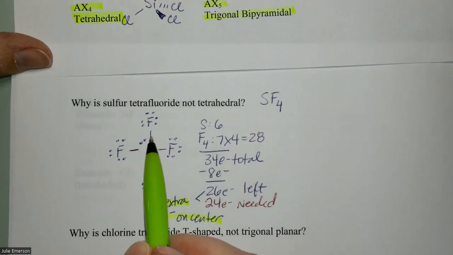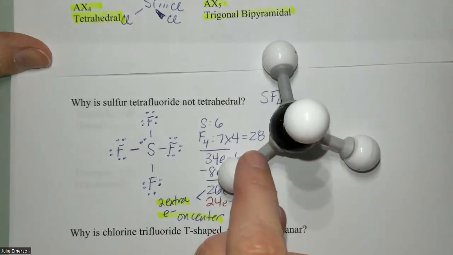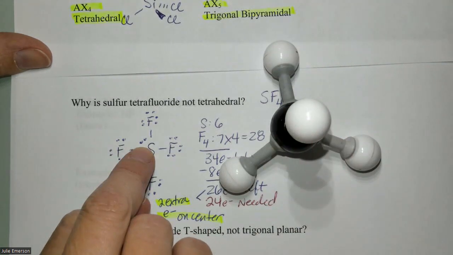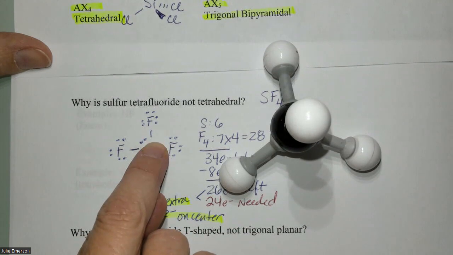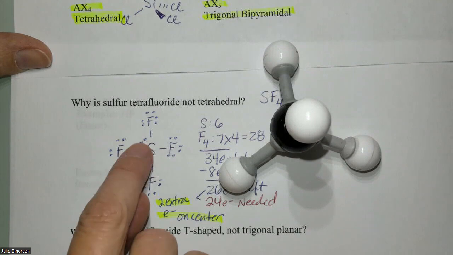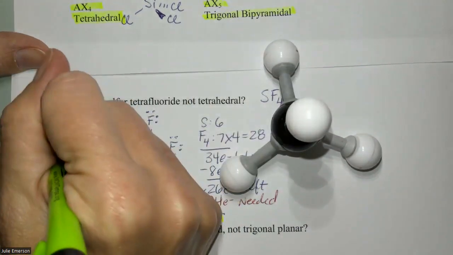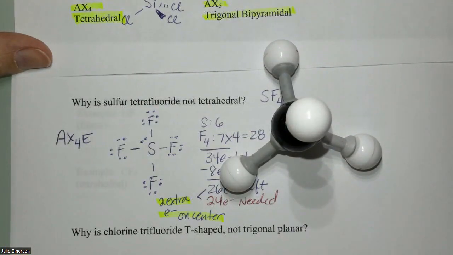That right there is where VSEPR comes in. And it says, okay, well now the 109.5 bond angle, like we saw with tetrahedral, that's not going to work, because yes, I've got those 4 bonds, but now I also have that lone pair. And that lone pair repels the bonding pair just like the other bonding pair. So that has to have its own space too. So what happens is if you look at the VSEPR notation here, you have AX4E, and that's why it's not tetrahedral. And the E is the number of lone pairs.